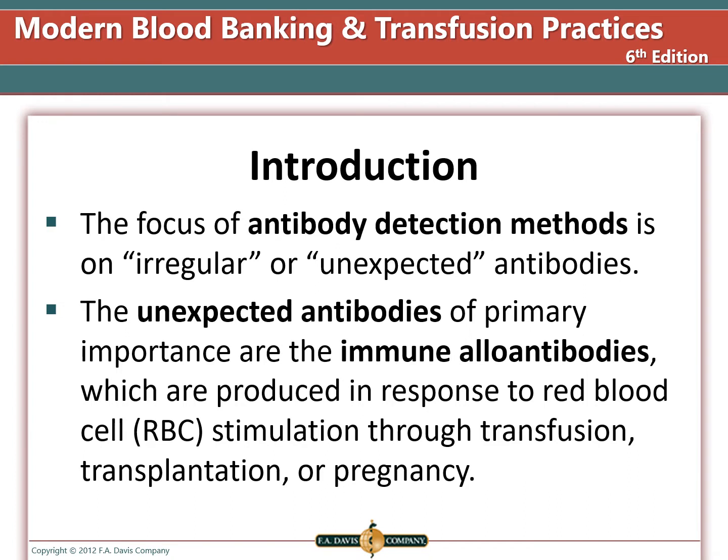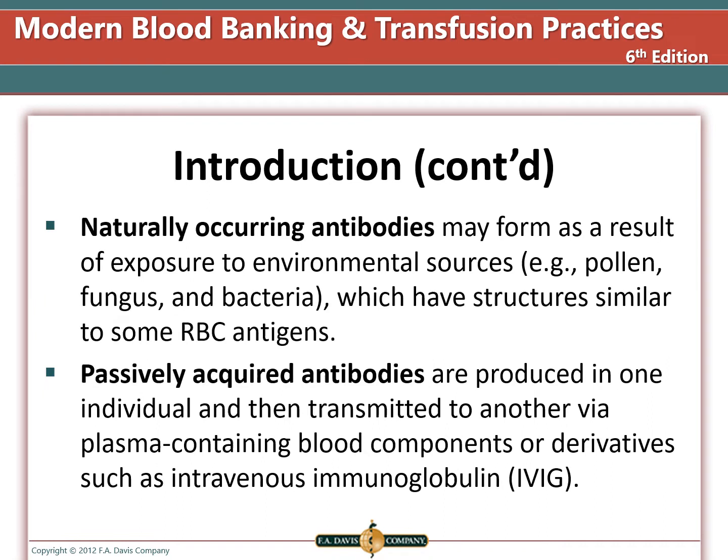exposure through transfusion, transplantation, or pregnancy. Naturally occurring antibodies may form as a result of exposure to environmental sources such as pollen, fungus, or bacteria that may have similar structures to red blood cell antigens.